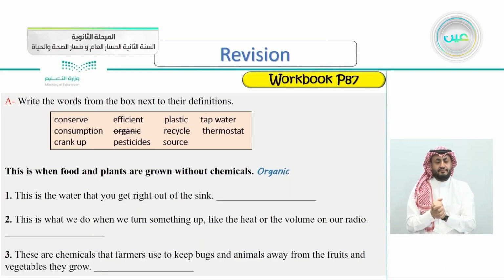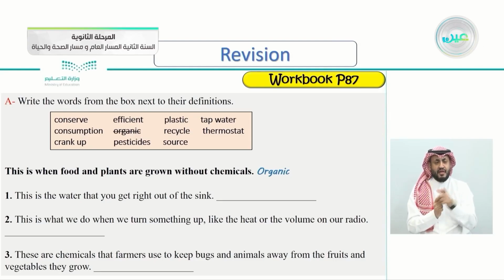We have the words conserve, efficient, plastic, tap water, consumption, organic is already done, recycle, thermostat, crank up, pesticides, and source. So let's jump to number 1 here.